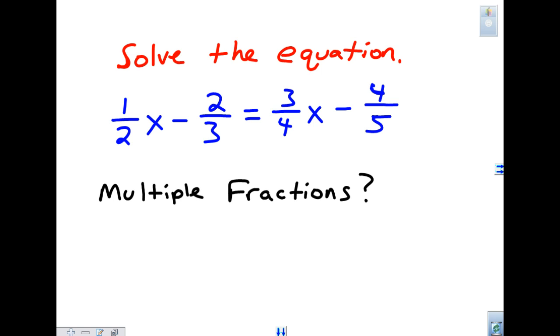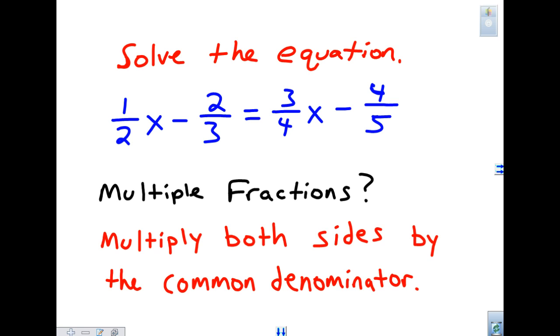Whenever you have an equation with multiple fractions, the trick for dealing with that is to multiply both sides of the equation by the common denominator. So you look at all the fractions in your equation on both sides and ask yourself, what is the common denominator for all of these fractions? And this one's kind of a tough one.